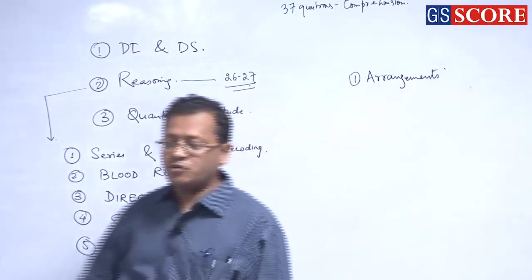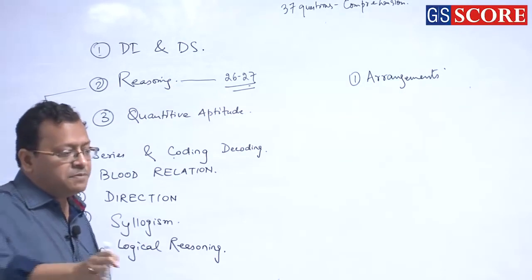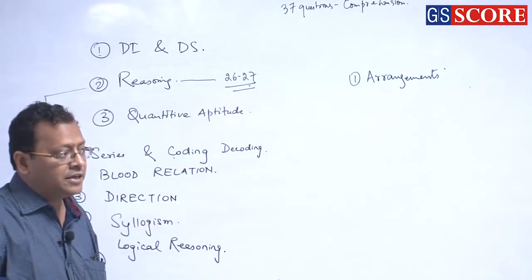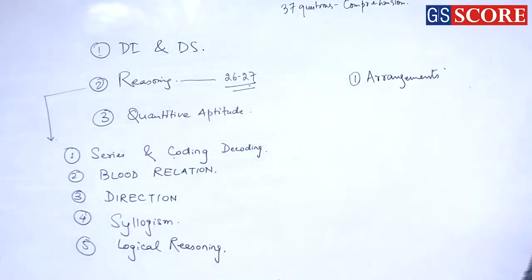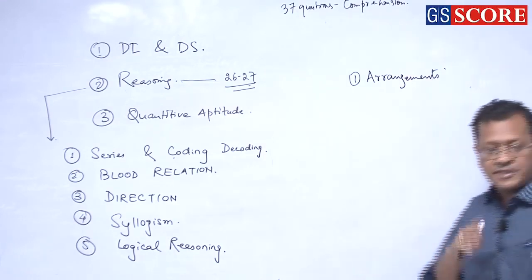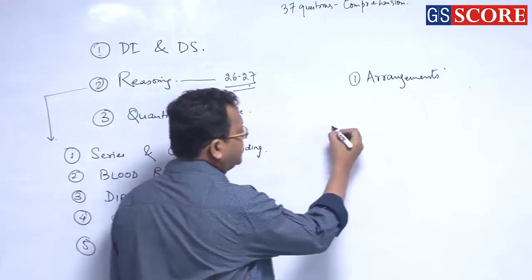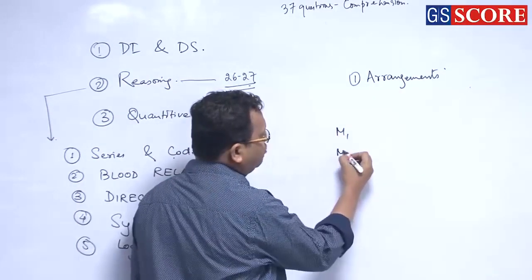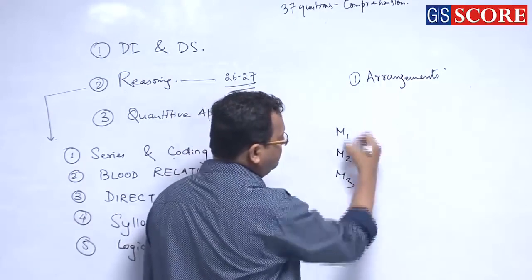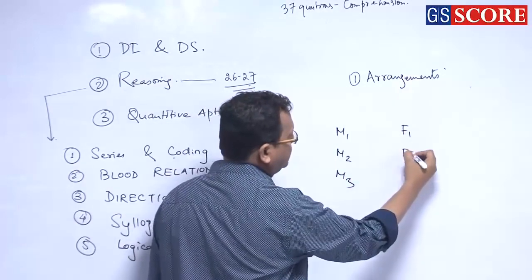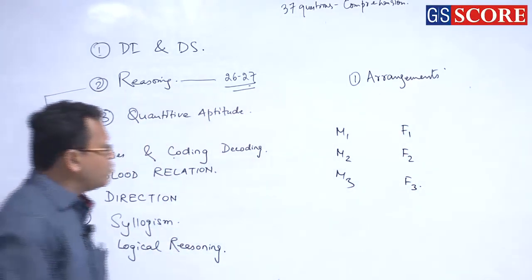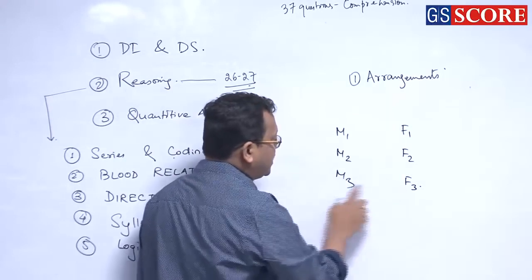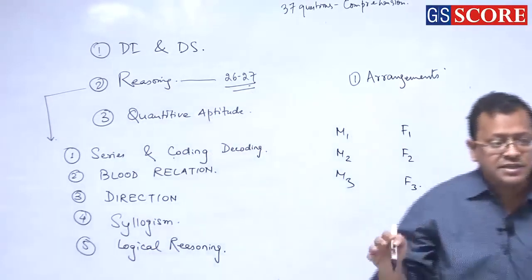An arrangement question can be, say, 6 people are sitting on 6 chairs. There are 3 males and 3 females. Near every female there is a male. The males' names are M1, M2 and M3, and the 3 females are F1, F2 and F3. Then there will be lots of cases: M1 sits near F2, M2 sits near F3, M3 does not want to sit near F1. All these cases will be given.